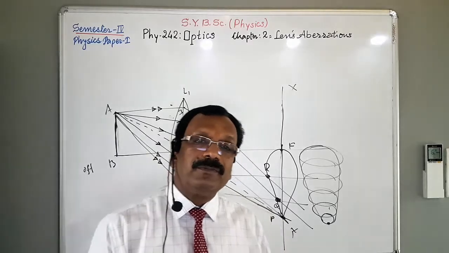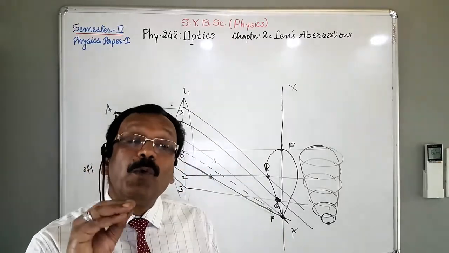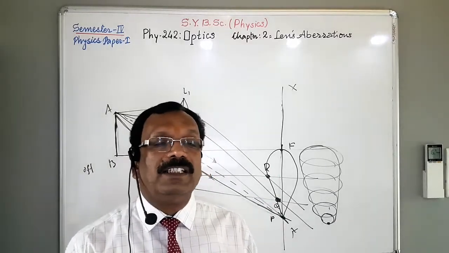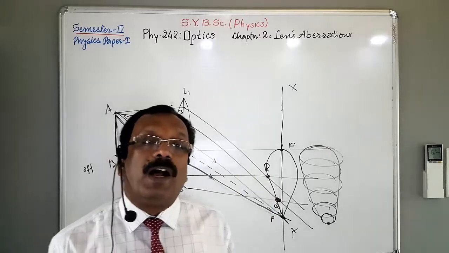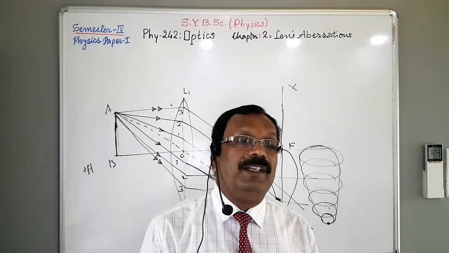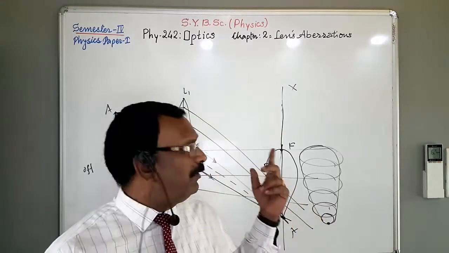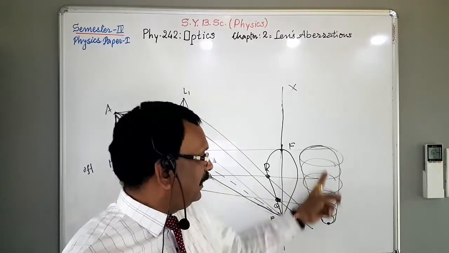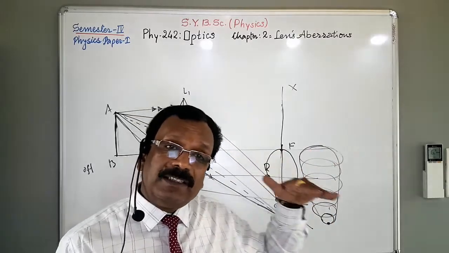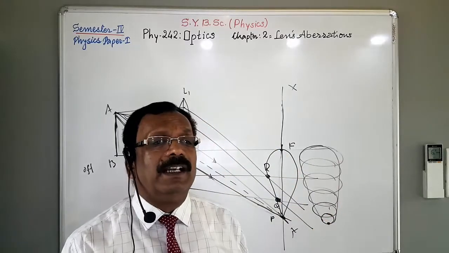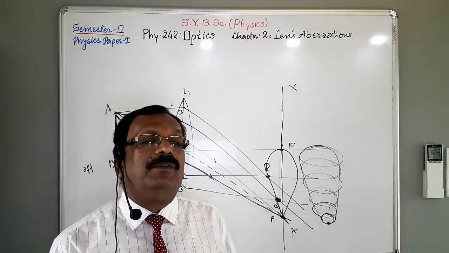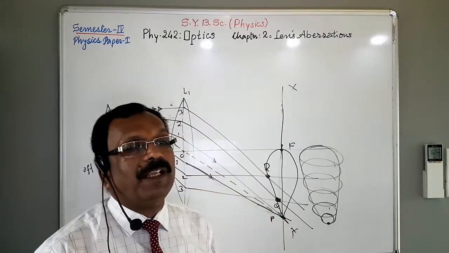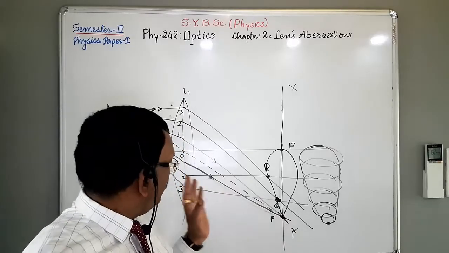Okay, now we are going to see how we can reduce this type of monochromatic aberration. That means how we can reduce the coma. Very simple. We have seen that coma arises due to variation of lateral magnification. In spherical aberration there is a longitudinal magnification, and here there is a lateral magnification, for the rays passing through different zones 1, 2, 3.